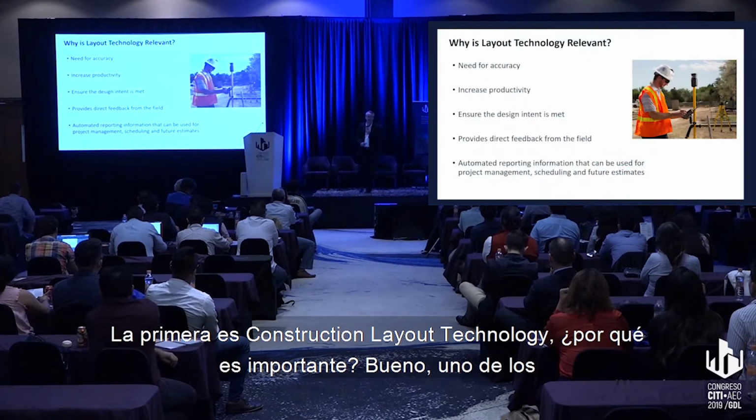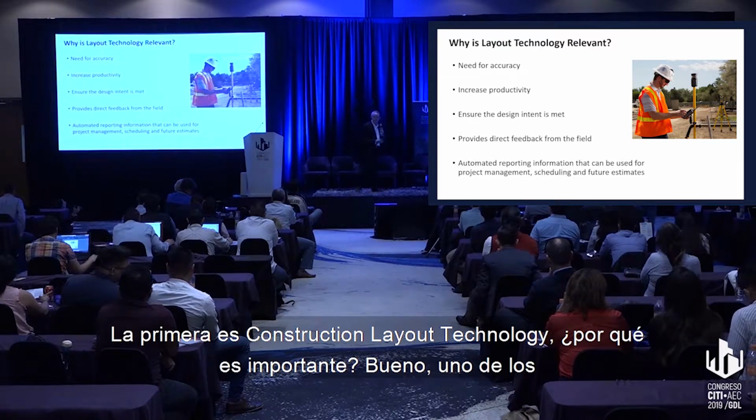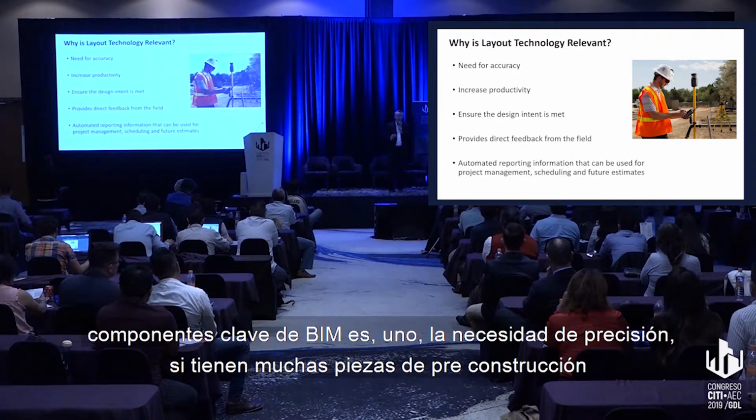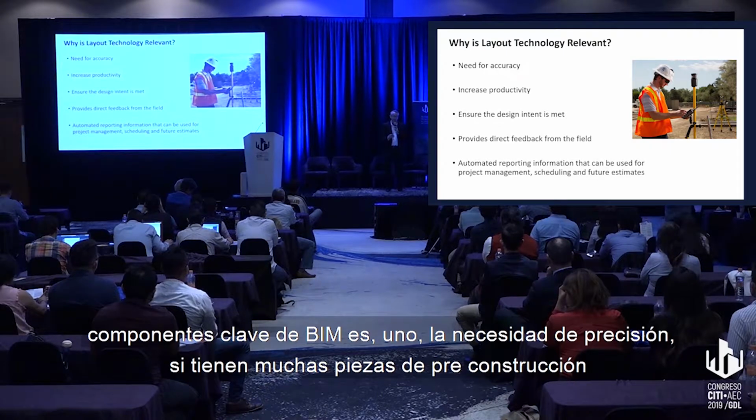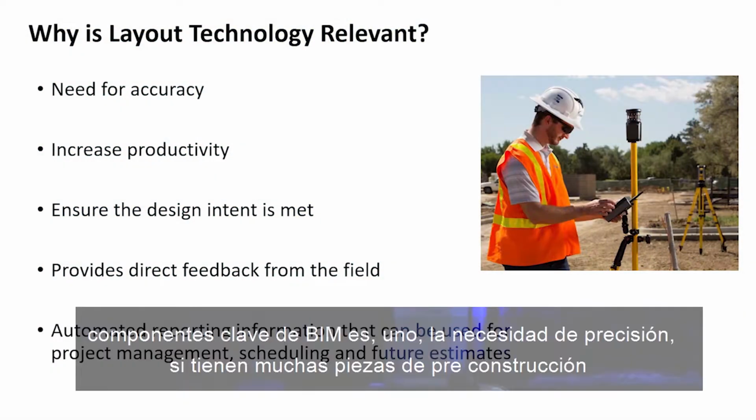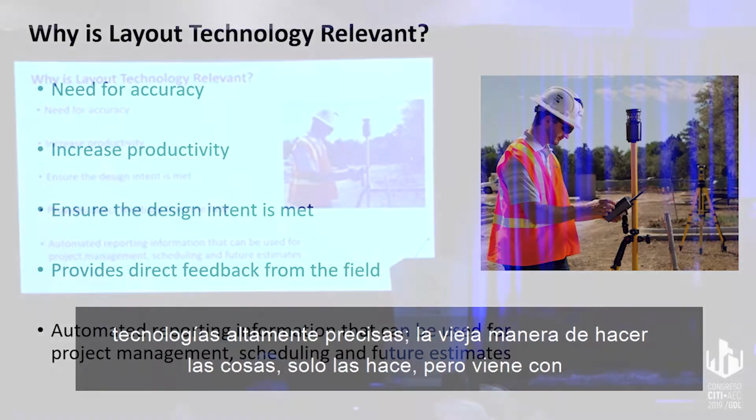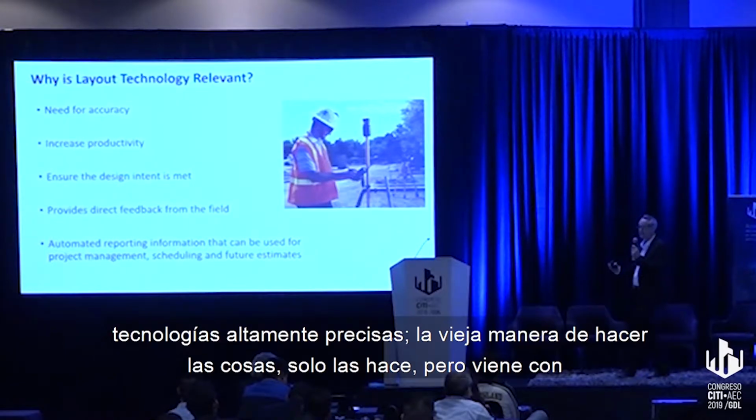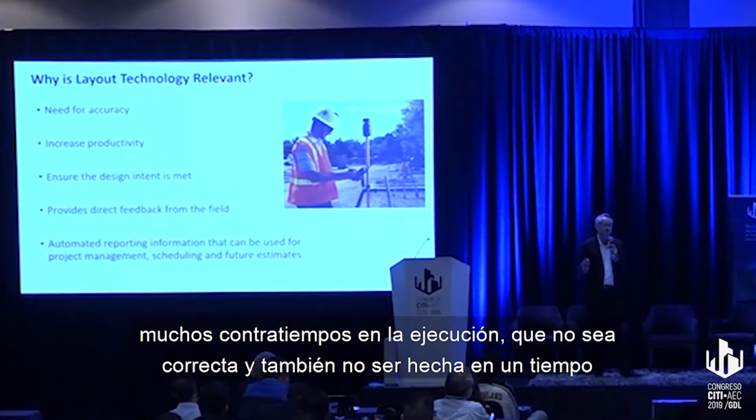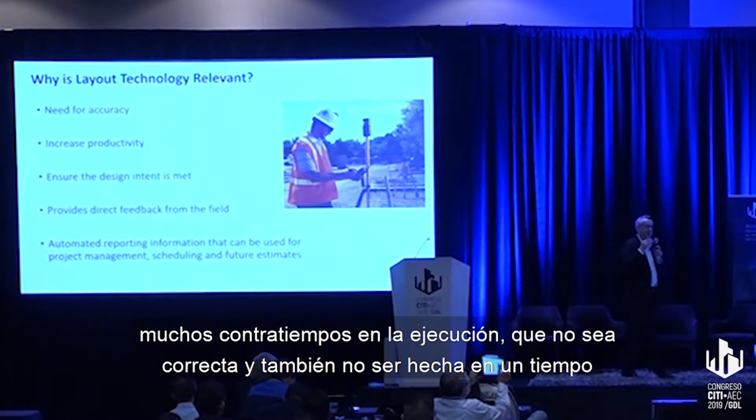So the first one is construction layout technology. Why is that important? Well, some of the key components of BIM is, one, the need for accuracy. If you have lots of pre-constructed pieces or you want to execute to the design intent in the field, then you need to have highly accurate technologies. The old ways of doing things, yes, get things done, but it comes with lots of setbacks on the execution not being correct and also not being done in a productive way.